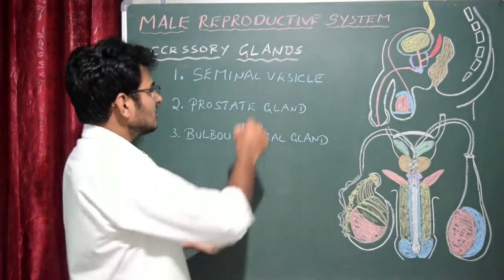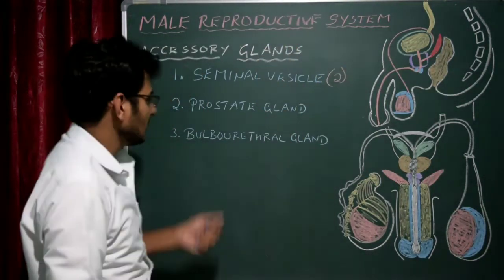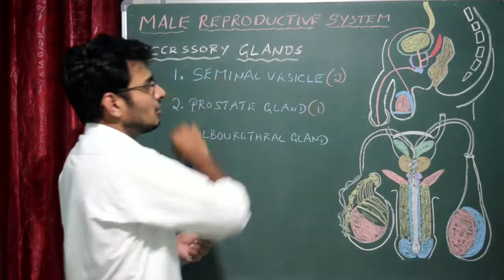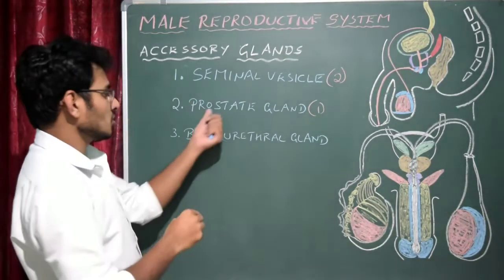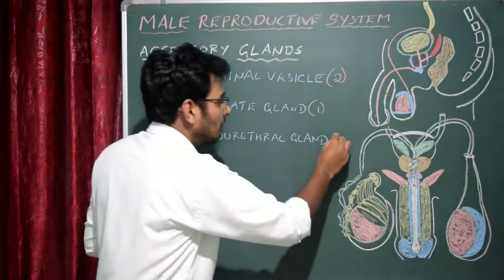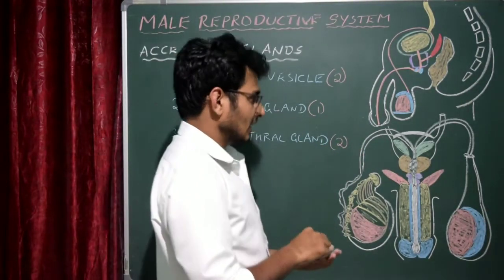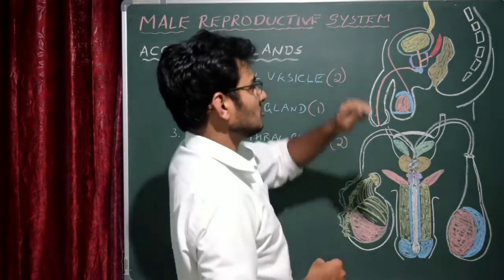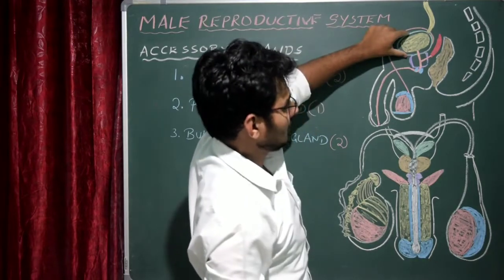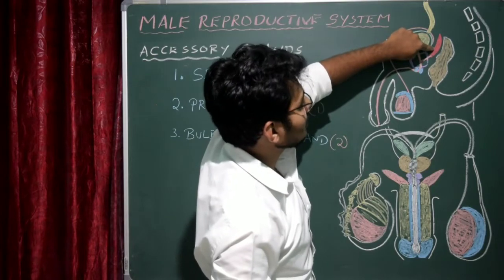Here I'll just write: we have a pair of seminal vesicles, whereas the prostate gland is only one. Seminal vesicles are two, prostate gland is only one, and bulbourethral gland is a pair, that is two. Let us see where exactly they are situated within the male reproductive system. Here you could say this is the urinary bladder. Here you could see only one seminal vesicle.